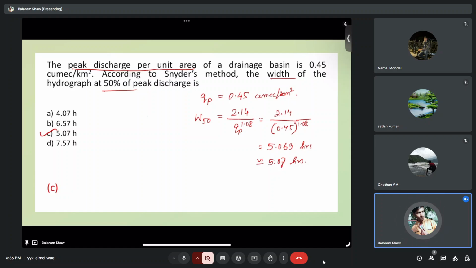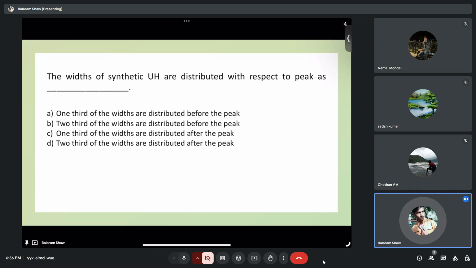Okay, if not, we'll move to the next question. The widths of a synthetic unit hydrograph are distributed with respect to the peak as. We have seen that mostly one third of the widths are distributed before the peak, and two thirds of the widths are distributed after the peak. As with the unit hydrograph, a similar thing happens with the synthetic unit hydrograph. Mostly it will be skewed. So one third of the widths are distributed before the peak and two thirds after the peak. So the correct answer will be both A and D. Any questions on this? Okay, if not, I can move to the next question now.